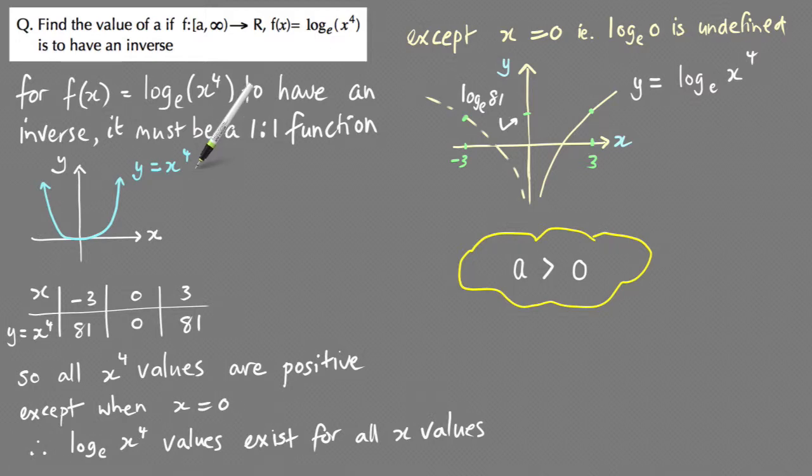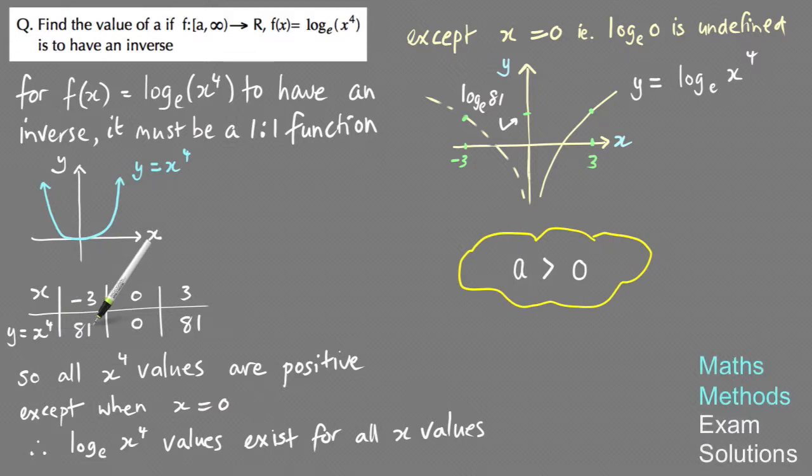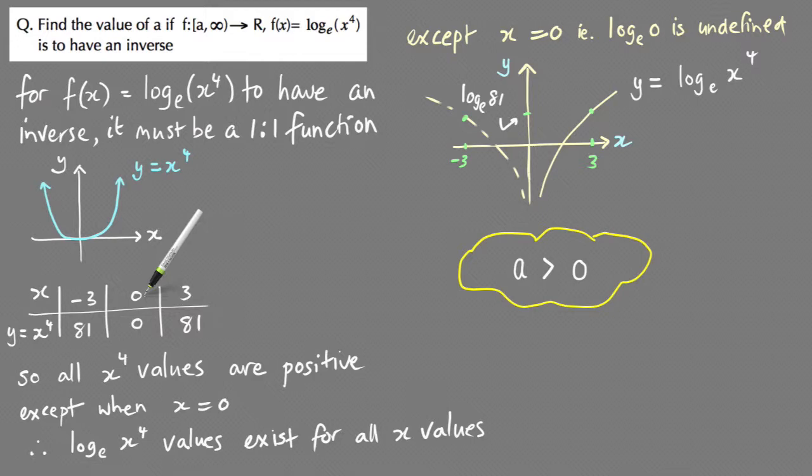So the first thing to do is to sketch the graph of y equals x to the 4, which I've done here. It's a quartic, looks a bit like a parabola, a bit flatter at the bottom, and it passes through 0, 0. Then I've set up a table of values, x equals -3, 0, and +3. Subbing -3 into y equals x to the 4, you get 81 for y. When you sub 3 in, you also get 81, and when you sub 0 in, you get 0 for y.